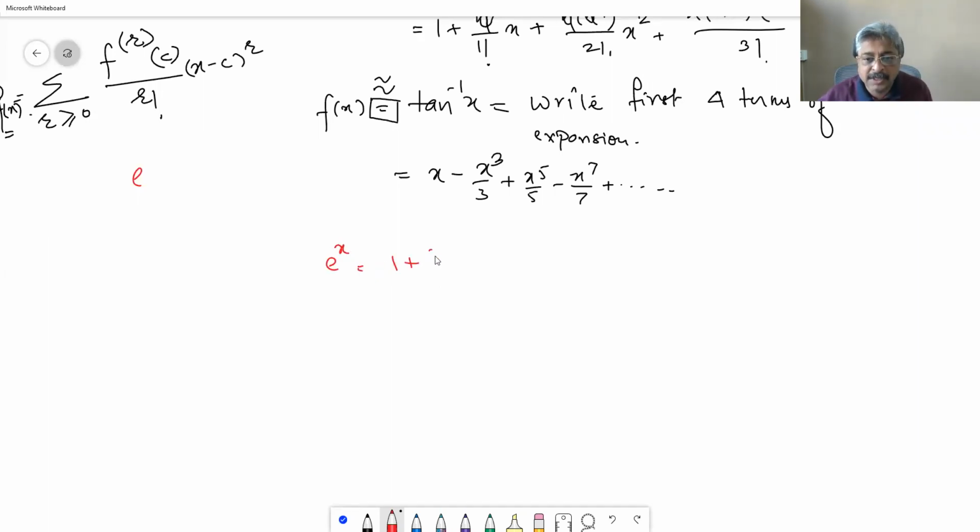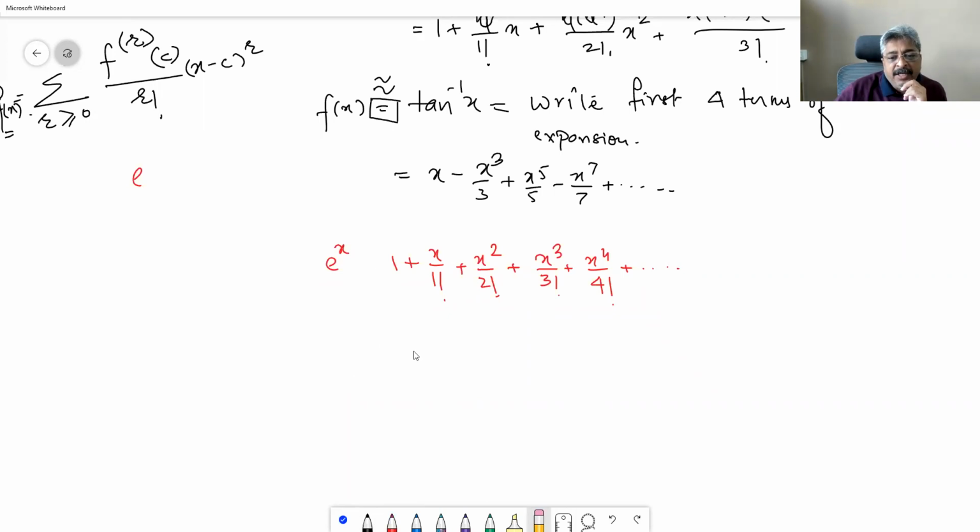1 plus x by 1 factorial plus x square by 2 factorial plus x cubed by 3 factorial plus x fourth by 4 factorial, etc. plus that. We will have to figure out, are we eligible to write this equality sign between these two terms? So as a layman, what will I think?